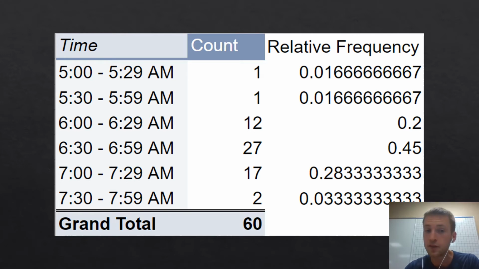A couple of things to note here. When it comes to your counts, obviously, if you are surveying 60 people, you want to make sure that your counts add up to 60. And same thing with your relative frequencies. If you've done it correctly, your relative frequencies, when added together, should be 1 or 100%.